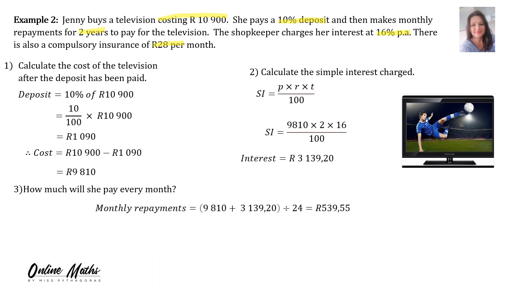Number 3, how much will she pay every month? So the monthly repayments is 9,810 plus the interest divided by 24. So where does the divide by 24 come from? It's the 2 years that consist of 24 months, which is equal to 539 rand and 55 cents. But don't forget about the compulsory insurance. So therefore the total payment is the monthly repayment plus the insurance of 28 rand is equal to 567 rand and 55 cents.